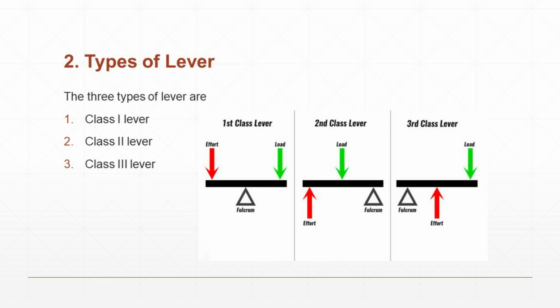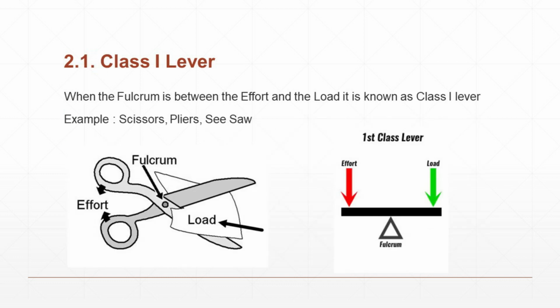In the first class lever, the fulcrum is in the center, and effort and load are at the two corners. Next, in the second class lever, the load is in the center, and effort and fulcrum are on the other two sides. In the third class lever, the effort is in the middle, and fulcrum and load are located on the other two sides. Let us learn one by one briefly.